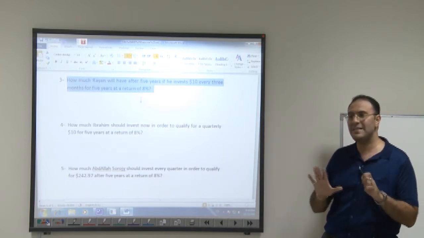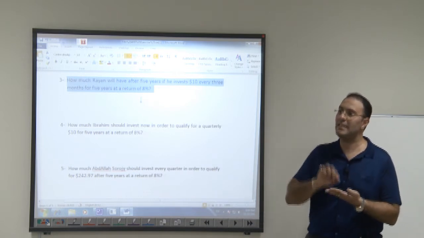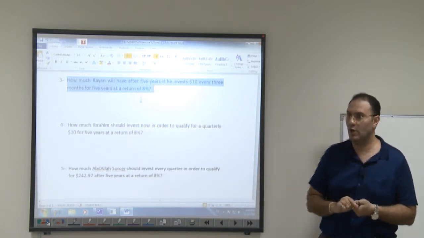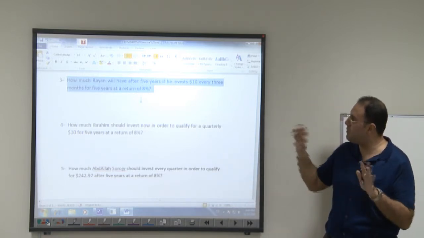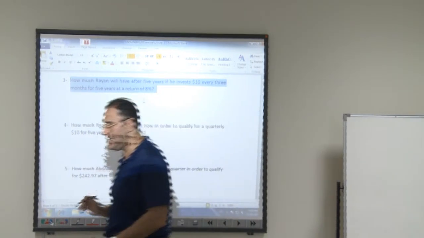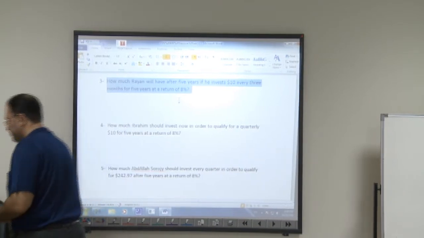So you're not going to be setting aside $10 now and that's it. No, you're going to be setting aside $10 every 3 months over 5 years. Good. So this is an annuity problem. How are we going to be thinking about it? Any idea? Well, let's see. F5.